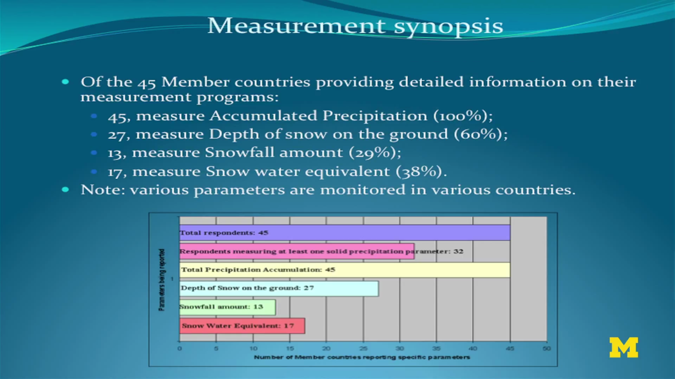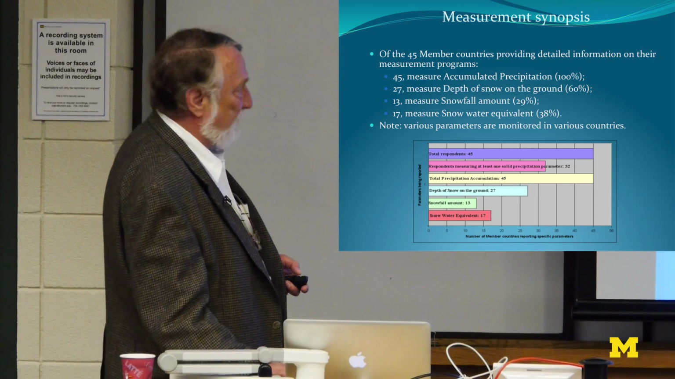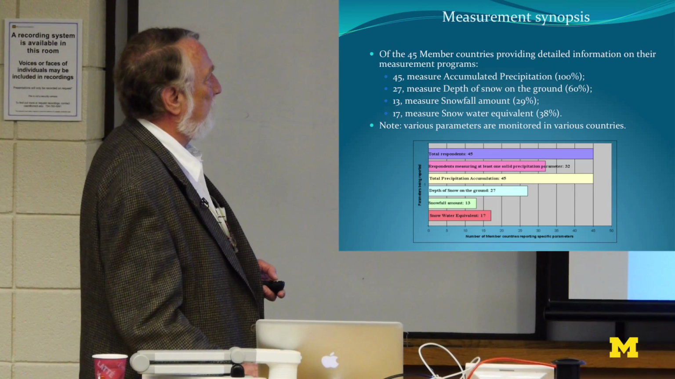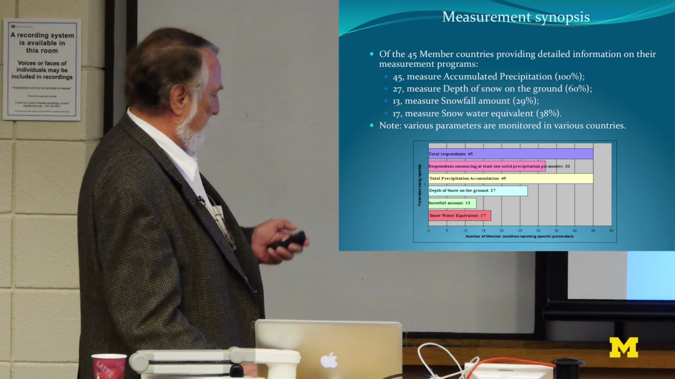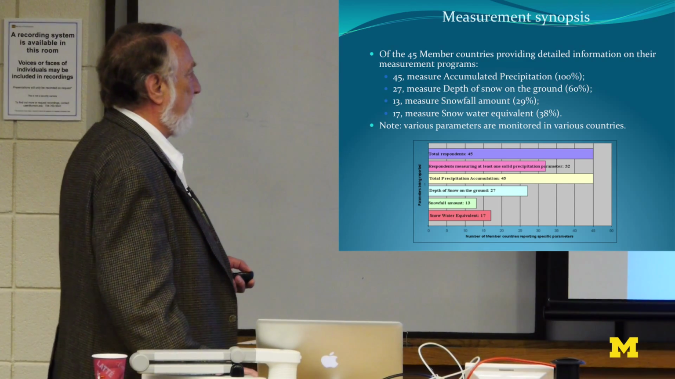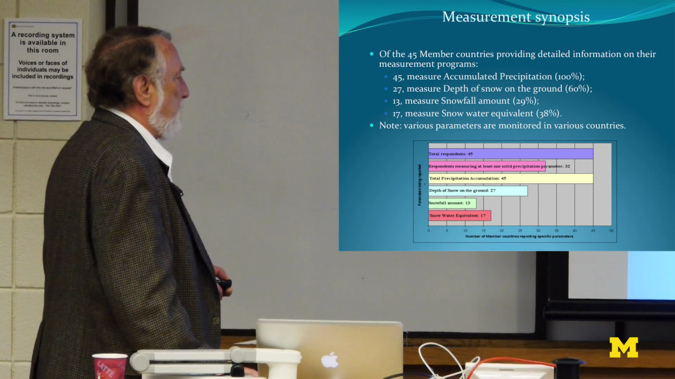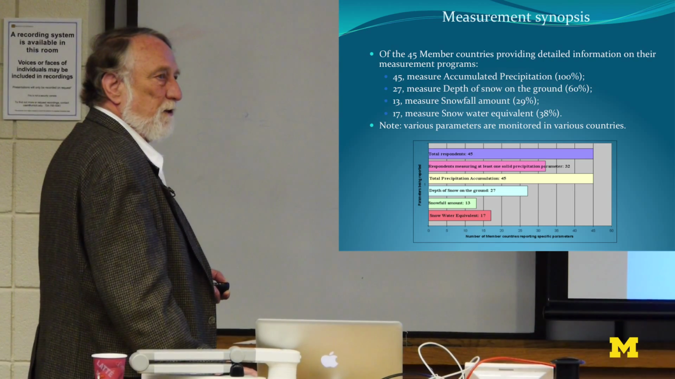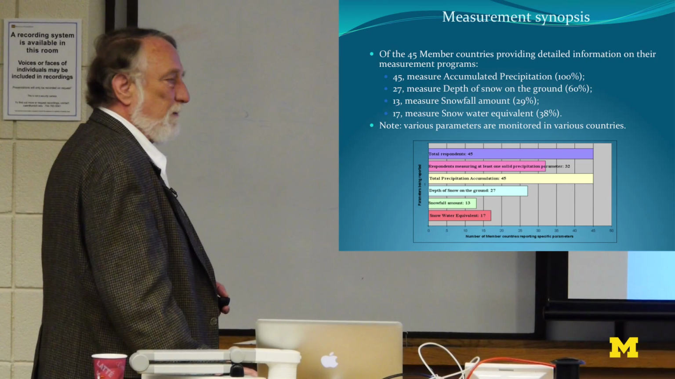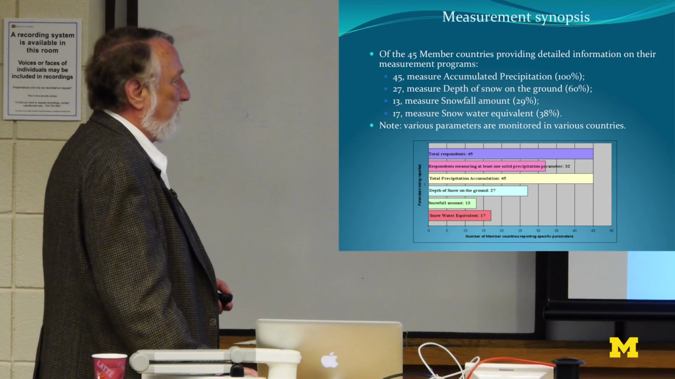So there was a survey done by the WMO, and of those countries that are involved with the WMO, 51 member countries responded, and 45 actually provided detailed information on their precipitation measurements. So remarkably, only, snow water equivalent is the melted snow. That's typically the type of measurement you want. Only 17 of the 45 countries actually make that type of measurement. And how well they do that, we don't know.